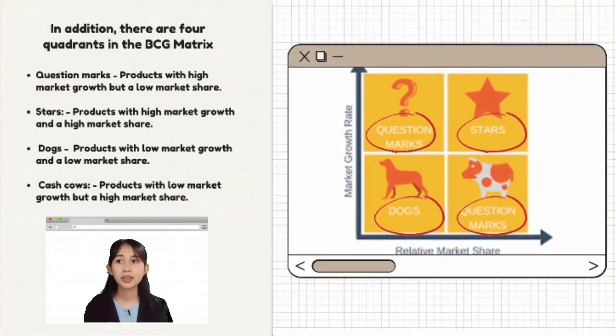First quadrant is question marks. It is the products with high market growth but a low market share. The next quadrant is stars. It is the products with high market growth and high market share. And the third quadrant is dogs. Products with low market growth and low market share. The last quadrant is cash cows. Products with low market growth but a high market share.